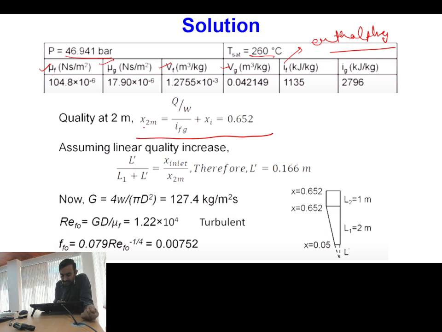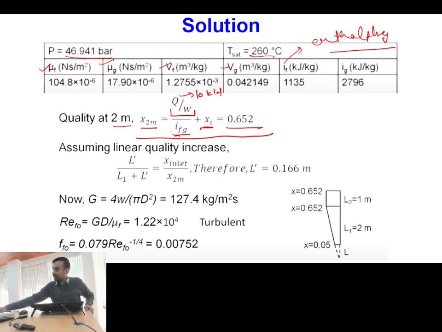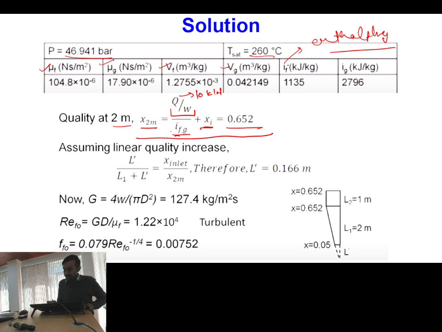Using the energy balance equation, I can calculate quality at 2 meters length. Quality at 2 meters length will be equal to heat transfer Q divided by W into I_fg, plus quality at the inlet. Are all clear with this? Q over here is 10 kilowatts, and W is 0.01 kg per second. I_fg will be I_g minus I_f, and initial quality is given as 0.05. If you solve this, you will get your exit quality as 0.652.